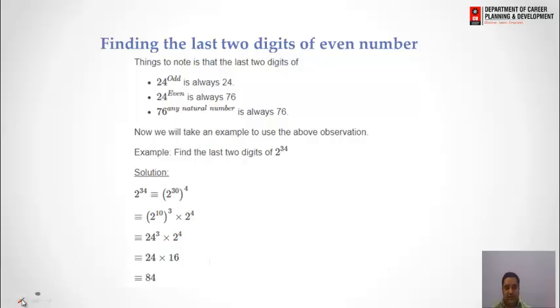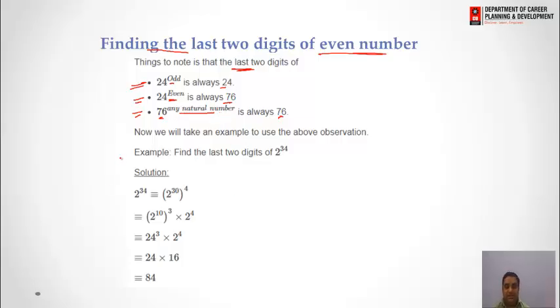Now the next thing is very interesting, where we are finding the last two digits of an even number. The last two digits of 24 power odd is always 24, whereas 24 power even is always 76. And one more thing: 76 power any natural number gives us 76 as the last two digits.